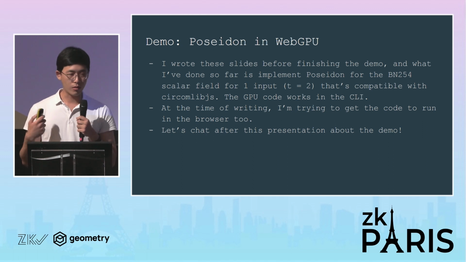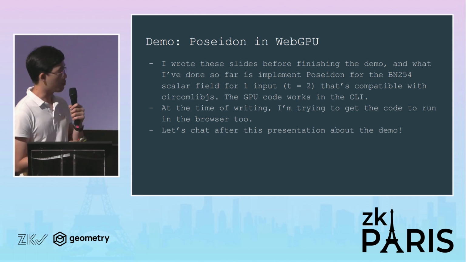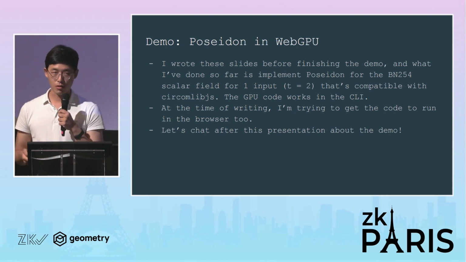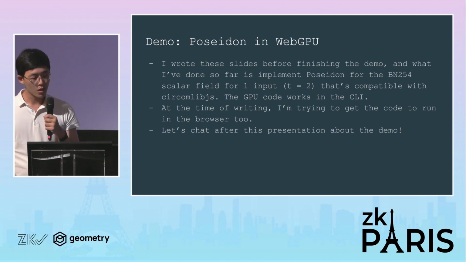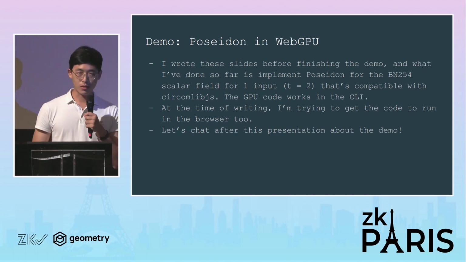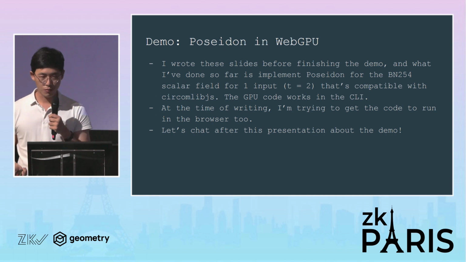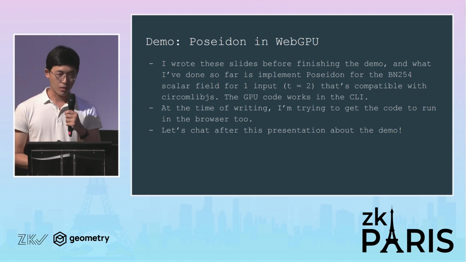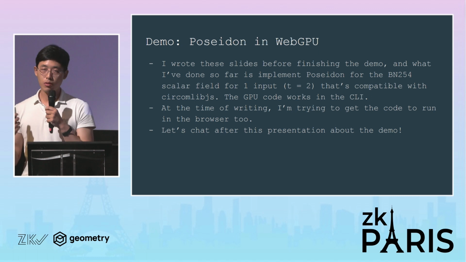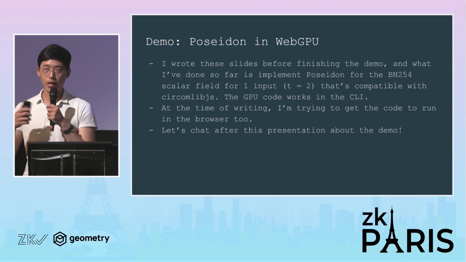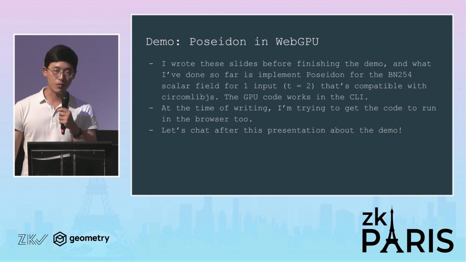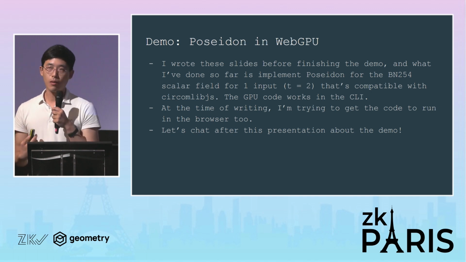I also wrote an implementation of the Poseidon hash function in WGSL for WebGPU. This is targeting the BN254 curve, a scalar field. If you run more than 2,000 of these hash functions in parallel, then the GPU is going to beat the CPU, or at least on my machine.